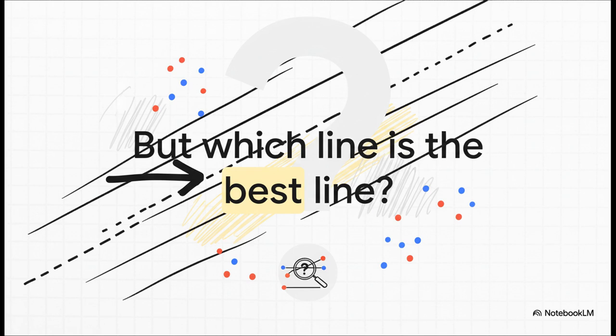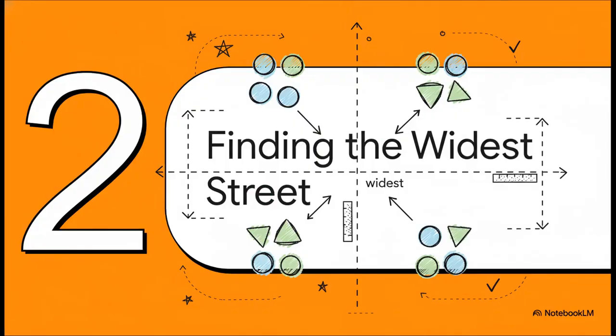So how does the machine pick the optimal one, the one that's going to do the best job when it sees new data it's never encountered before? And this is where we get to the first really brilliant idea behind support vector machines. It's this concept of the maximum margin. An SVM doesn't just look for any line. It searches for the line that creates the widest possible street or buffer zone between the two groups.